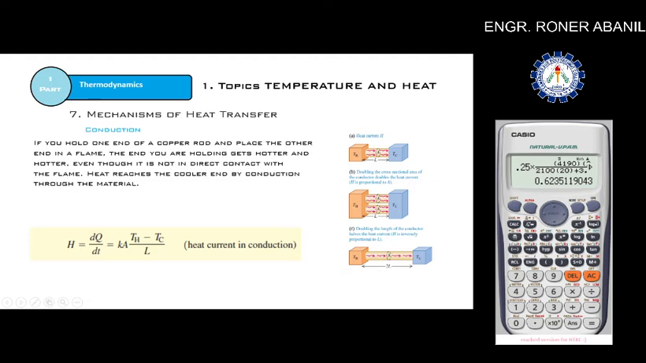Introducing a proportionality constant K called the thermal conductivity of a material. So magkakaroon tayo ngayon ng formula na K A multiplied by TH minus TC over L equals H. So the quantity TH minus TC over L is the temperature difference per unit length. Okay? It is called the magnitude of the temperature gradient. The numerical value of K depends on the material.